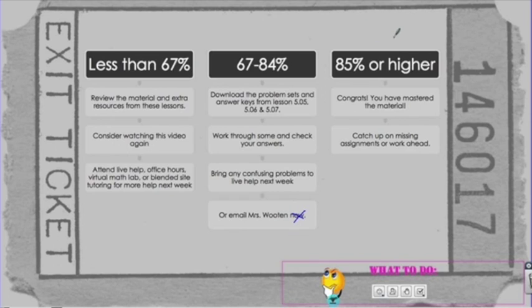If you made an A or a B, congrats! You've mastered the material. Catch up on missing assignments or work ahead. And don't forget to go to Eagle and work on that practice EOC test. Have a great week.